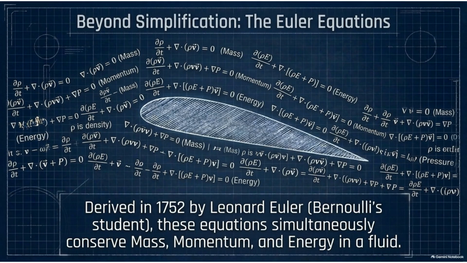Moving beyond simplified models, aerodynamics relies on the Euler equations. Derived in 1752 by Leonhard Euler, Daniel Bernoulli's student, these fundamental formulas unify fluid dynamics into a single mathematical framework. Rather than treating pressure and deflection in isolation, the Euler equations simultaneously conserve mass, momentum, and energy across a moving fluid. By accounting for all three physical laws around an airfoil, Euler's formulation seamlessly connects Bernoulli's pressure differentials with Newton's downwash, capturing the complete, exact physics of aerodynamic lift.